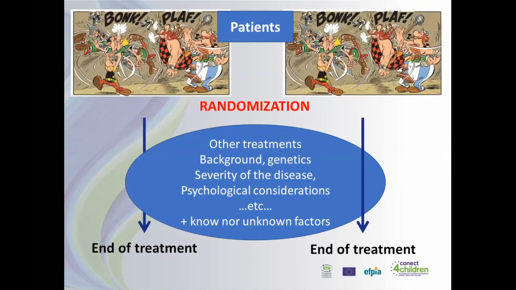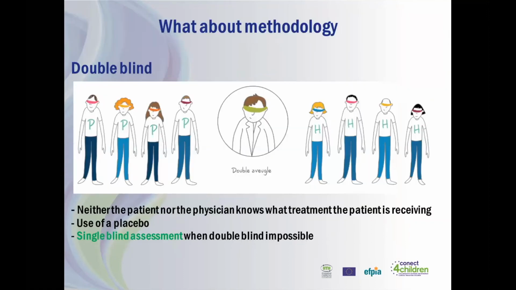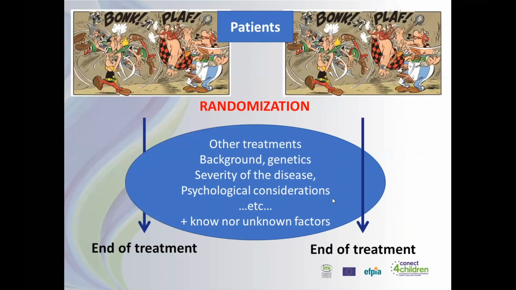So we have comparable groups thanks to the randomization, but we need to ensure that all patients, whatever the treatment they receive, are followed the same way, receive the same care, have the same examinations, the same advice from the doctor. We don't want to influence the response to the treatment by acting differently from one group to another.